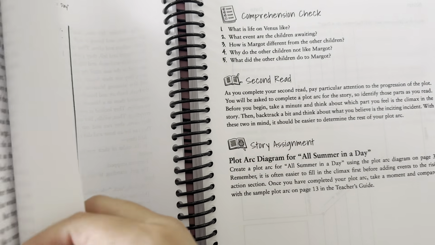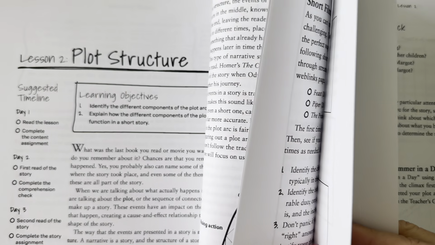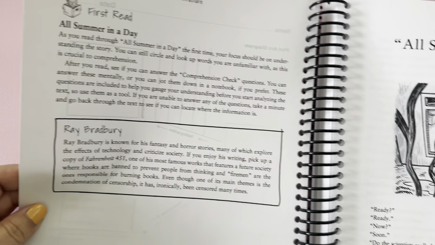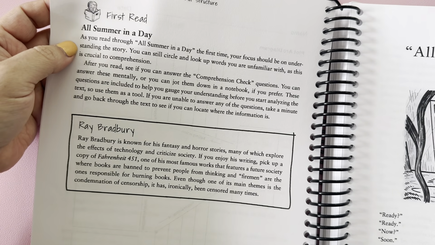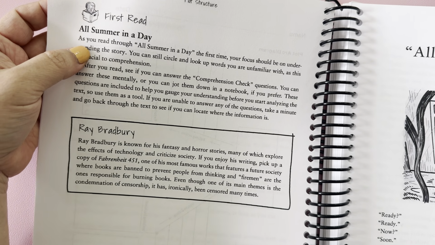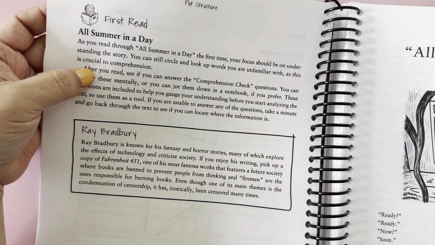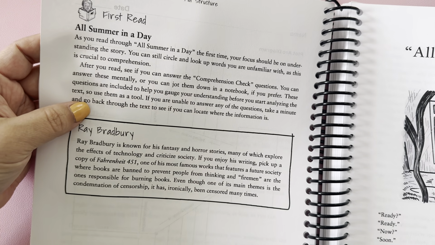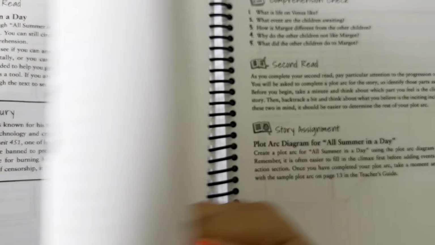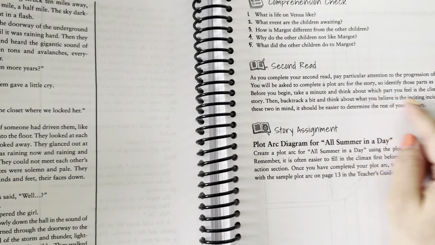It doesn't specifically say it in the second read, or let's do the first read. Hold on. Yeah, you're annotating already. You're supposed to be circling and looking up words that you're unfamiliar with. But it's kind of a given, right? That's why it's there. Anyway, so you have the second read.